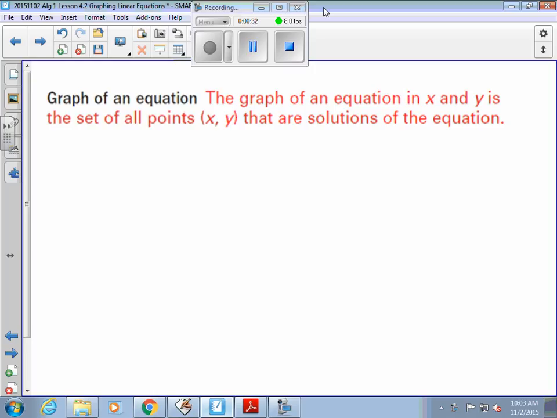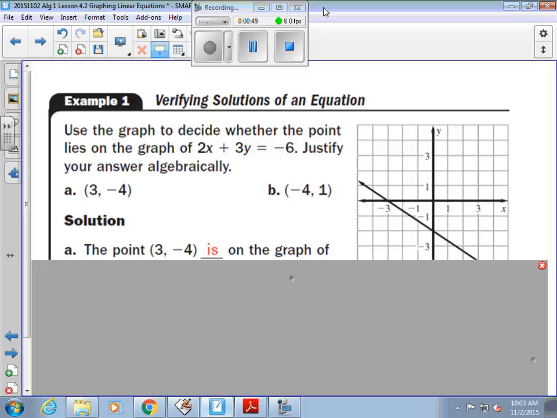The graph of an equation in x and y is the set of all points that are solutions of the equation. So every point, and it's an infinite amount, that falls on the line itself, or something that creates a line when we're talking about linear equations, which we'll focus on here.